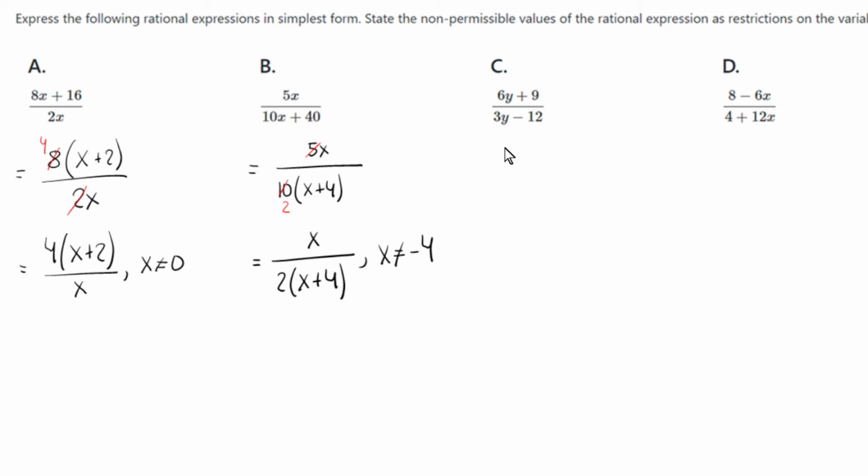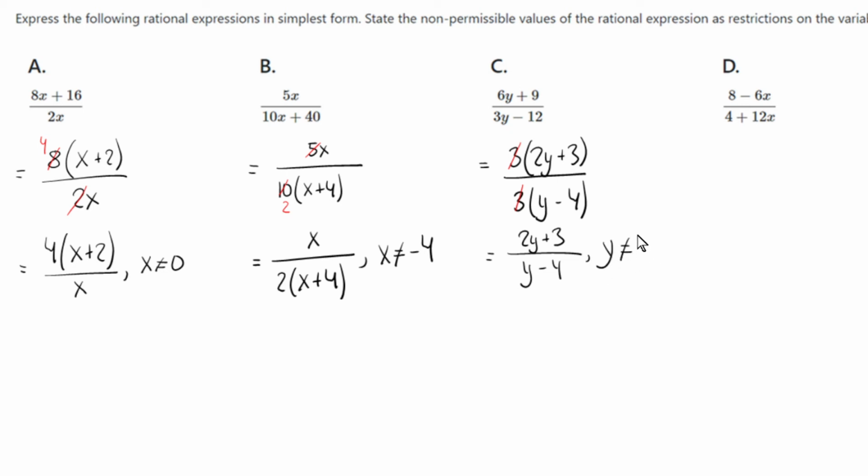In c, in the numerator, we can factor out a 3, leaving us with 2y plus 3. In the denominator, we can factor out a 3 as well, leaving us with y minus 4. The greatest common factor 3 will just cancel, and we're left with 2y plus 3 in the numerator and y minus 4 in the denominator. And the non-permissible value here for the variable y is that y cannot equal positive 4.